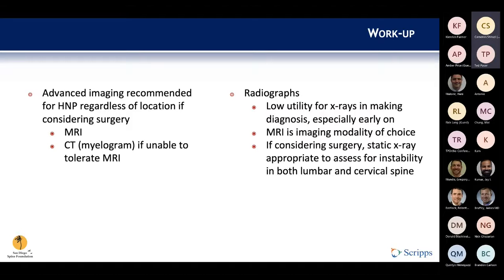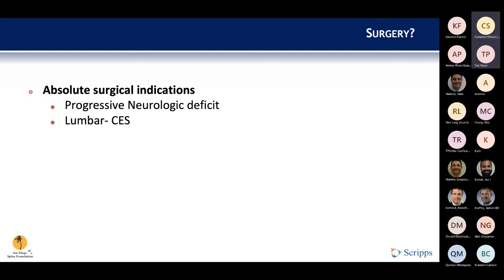So, summing up some of those recommendations: advanced imaging is recommended for HNP regardless of location if considering surgery, and that would be MRI and CT scans. Radiographs have low utility in making the diagnosis, especially early on. MRI is the modality of choice. If considering surgery, static x-rays are appropriate to assess for instability in both the lumbar and cervical spine, is what they note. Now I know that in practice that's a little bit different because different people look at different parameters, but based on some of those recommendations I went through, that was what we had there.